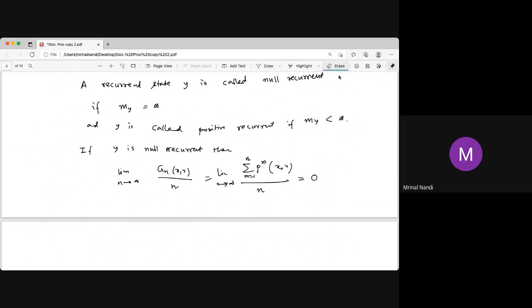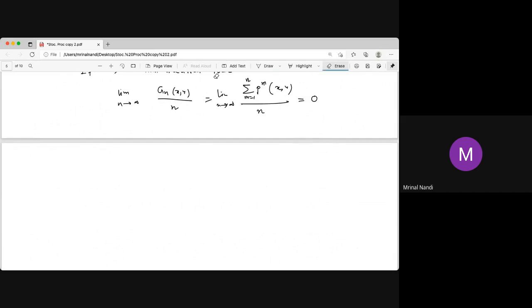Actually a stronger result can be proved. One stronger result, which we just state without proof, is this theorem: for a null recurrent state y, not only the limit, but each term, that sequence goes to 0. That is, the limit as n tends to infinity of p_n(x,y) is 0. And this is a stronger result.